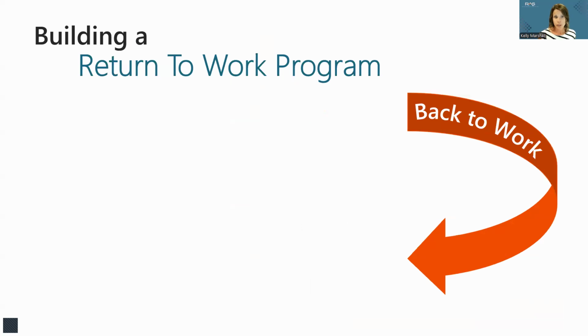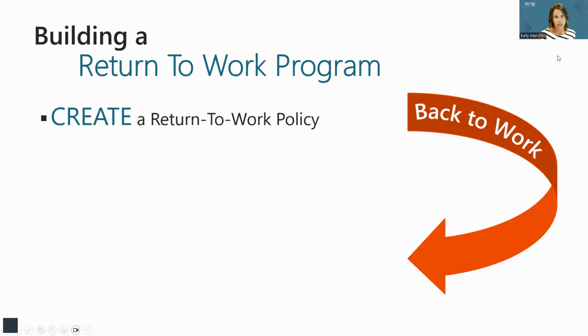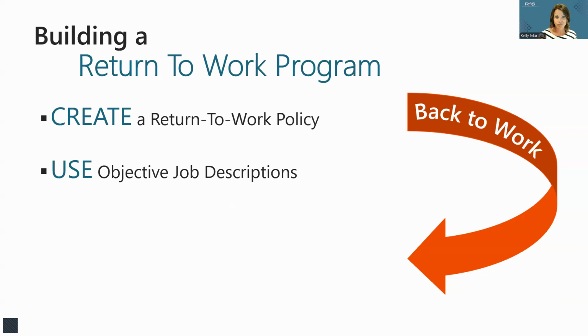So, how do you build a return to work program? Well, the first and best place to start is by creating a return to work policy. If you don't already have one, we do have several sample return to work policies on our RAS portal. So if you don't know how to find that or you don't have access, please reach out to us. There are templates that you can use. It doesn't have to be complicated, but to start with a policy, even as simply as saying we support early return to work after a work-related injury is a good place to start.